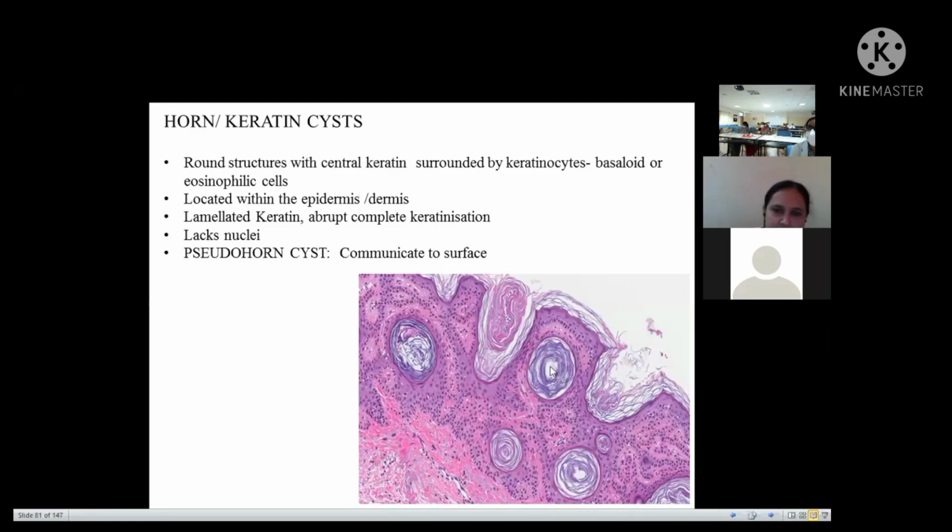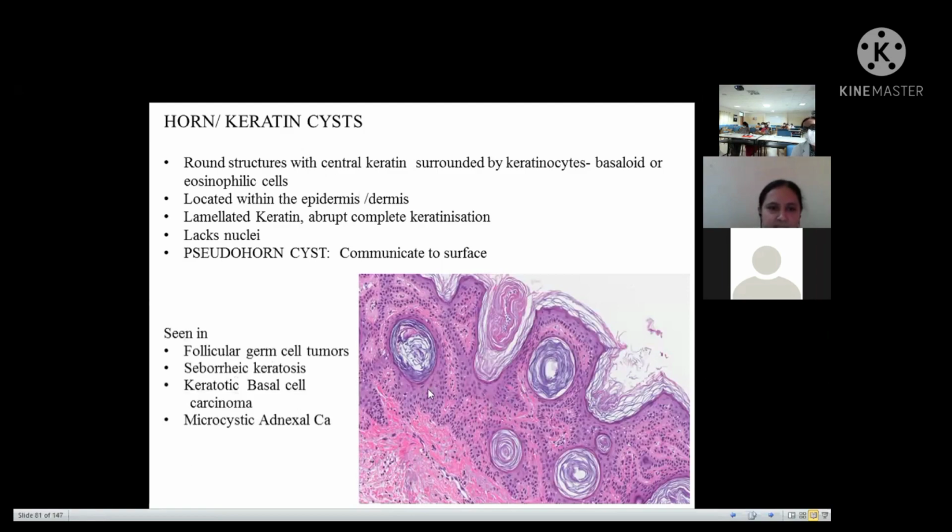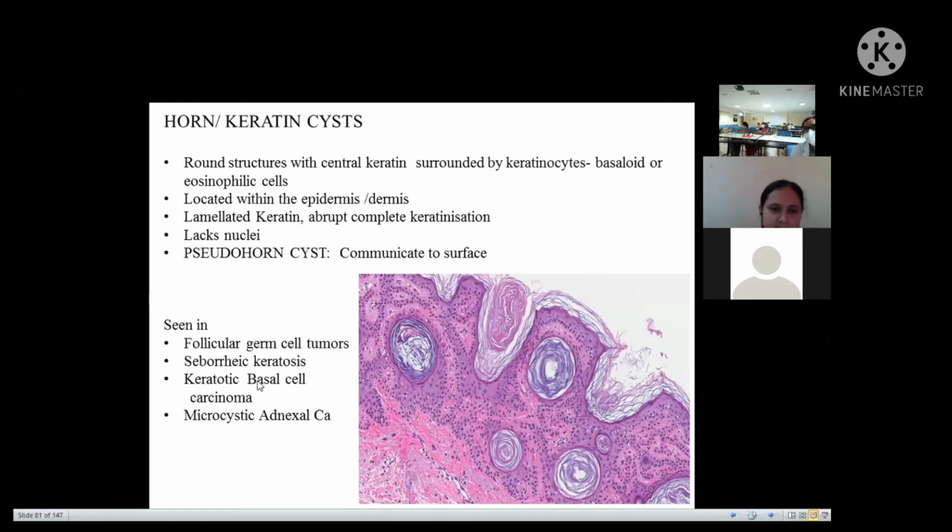Either they can be located in the epidermis or in the dermis, and these show laminated keratin, and they show abrupt keratinization, but it is complete. So there are no nuclear remnants in these horns, and the pseudohorns communicate to the surface. So we do see them in a lot of skin adnexal tumors. Apart from that, it is seen in seborrheic keratosis and even in the keratotic variant of basal cell carcinoma.